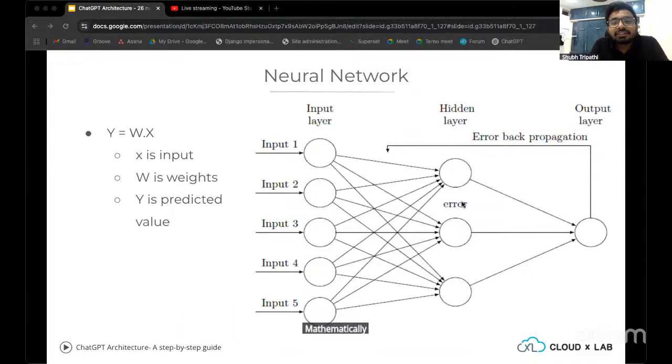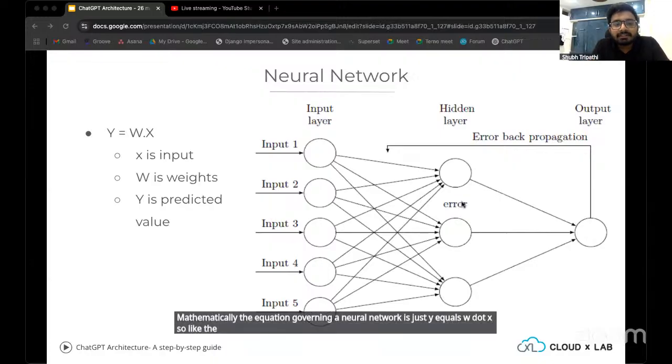Mathematically, the equation governing a neural network is just y = W · x, the dot product of the weight matrix and the input. x is the input, the data you provide to the model, and W is the weights. This weight matrix is exactly what the model learns over time. It is a matrix of a particular shape.